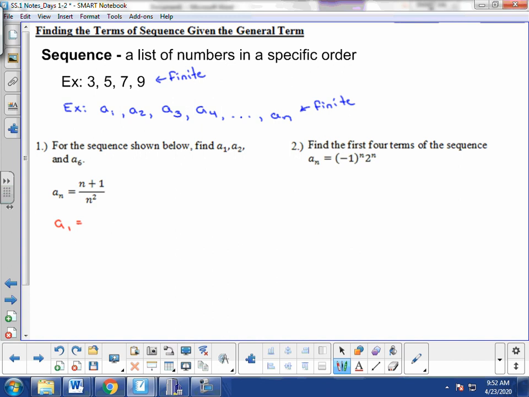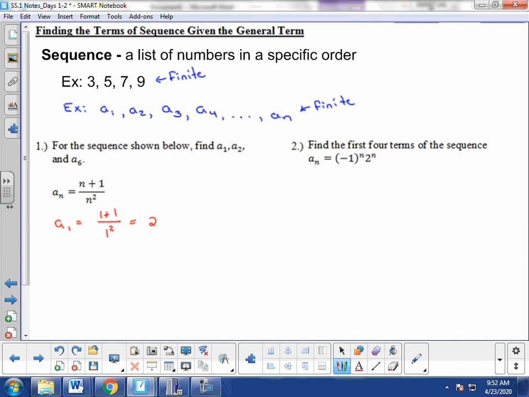So what we can do there is write this as a sub 1 and then substitute in 1 for the n's. So this would end up being 1 plus 1 over 1 squared, and 1 plus 1 over 1 squared would be 2 over 1, which is 2. So the first term, a sub 1, would be 2 in this sequence.